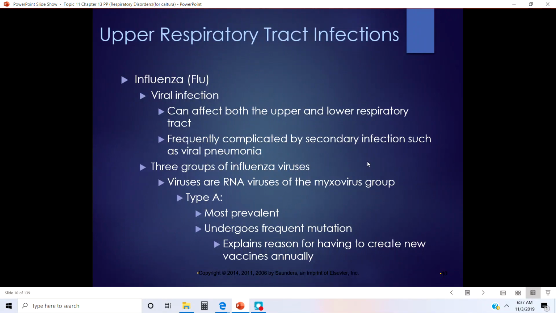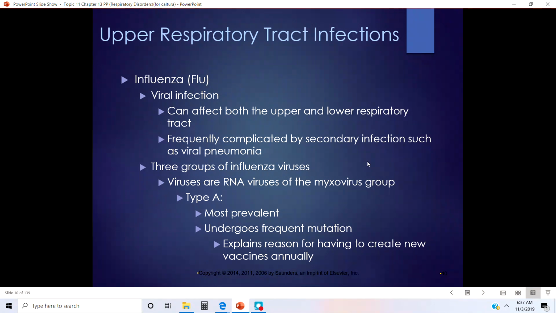Okay, so depending on the time of year, in the fall we watch for the flu, right? It's kind of like a flu epidemic, usually in the fall, and then it spreads into the wintertime. So let's take a look at influenza, or the flu.